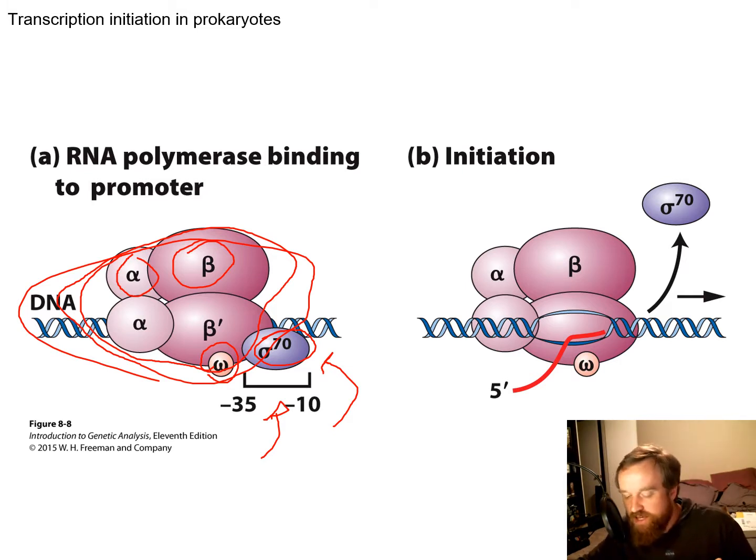Now, as soon as all of these things are in place and transcription's been initiated, then that sigma subunit takes off, because that's only there to direct the transcription machinery to the gene that needs to be transcribed at the time. So once it's in place and starting down the road of transcription, it takes off, and then alpha, beta, and omega are there to continue the transcription process.